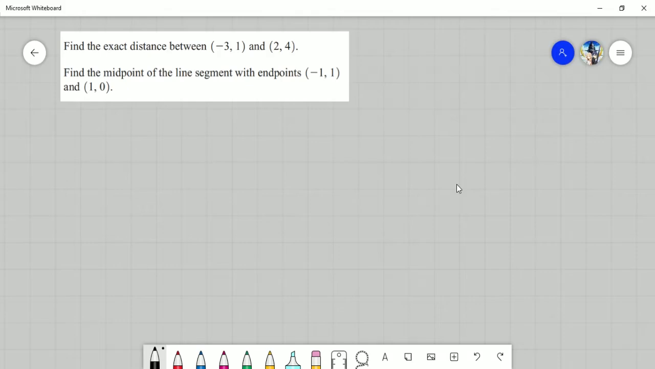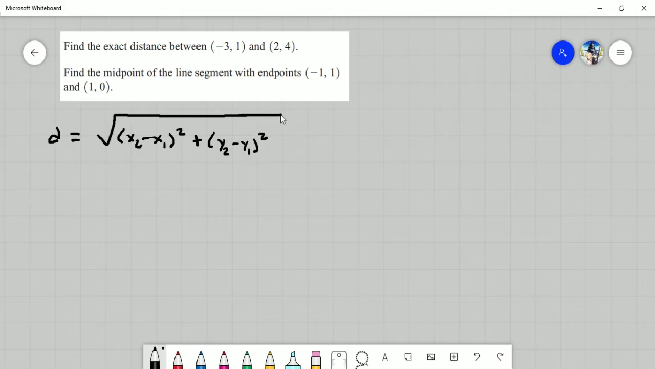So firstly, finding the exact distance between 2 points. That means we would need to know the distance formula. So the distance formula is d is equal to the square root of x2 minus x1 squared plus y2 minus y1 squared. That gives us our distance. This is our distance formula that we will be using.